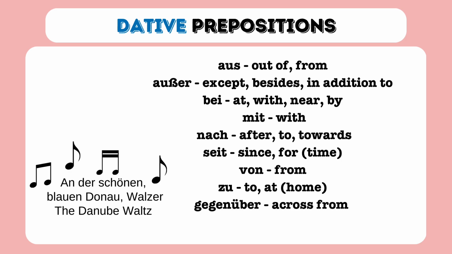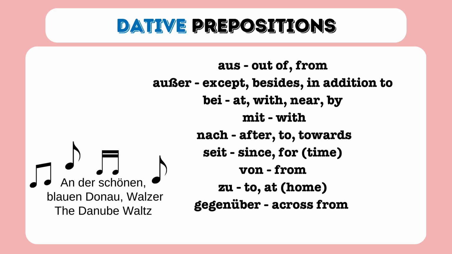Von means from. Zu means to, or at. It only actually means at if you're meaning at home, however, so don't get that confused with by. Gegenüber means across from.